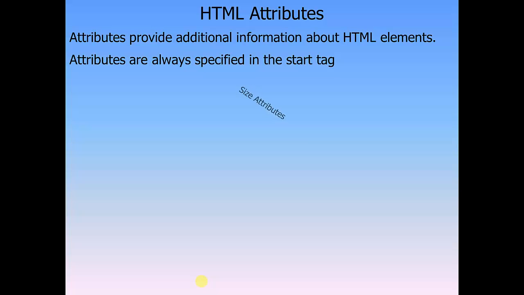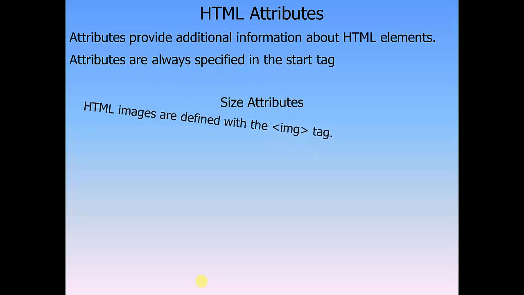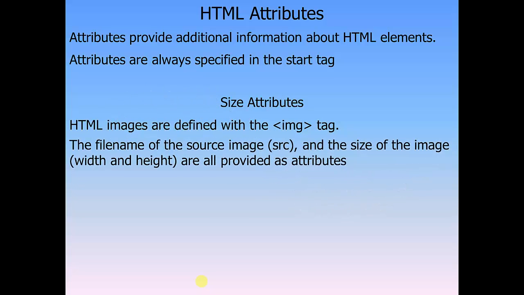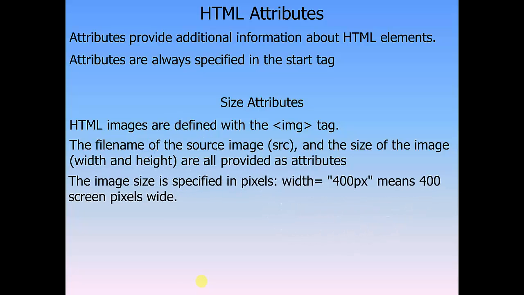And then our next slide. The size attributes. HTML images are defined with the image tag. The file name of the source image, src, and the size of the image, width and height, are all provided as attributes. The image size is specified in pixels. Width equals 400 px means 400 screen pixels wide.